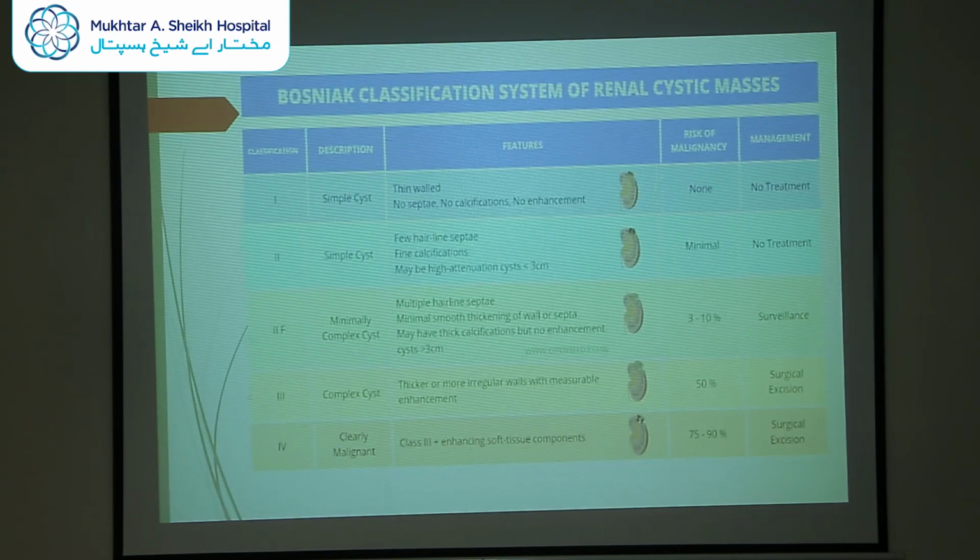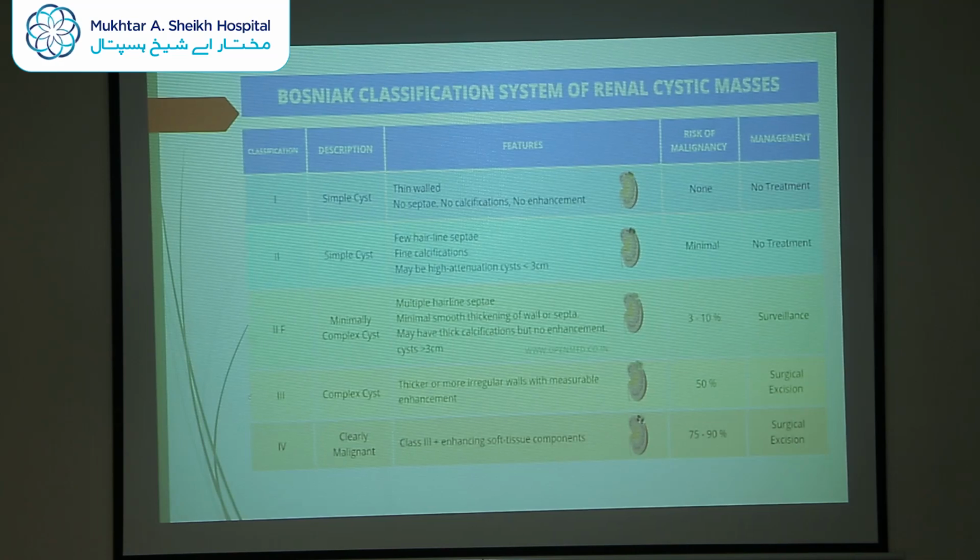The gold standard investigation is CT urogram, and we can do MRI if the patient comes with renal impairment, so creatinine is raised. In both patients creatinine was raised, and they came with renal impairment, so we have done MRI with contrast. Here is a description of the Bosniak classification which I told you earlier: stage 1, stage 2, stage 2F, stage 3 and stage 4.